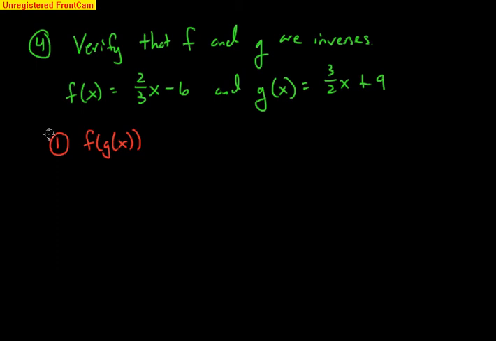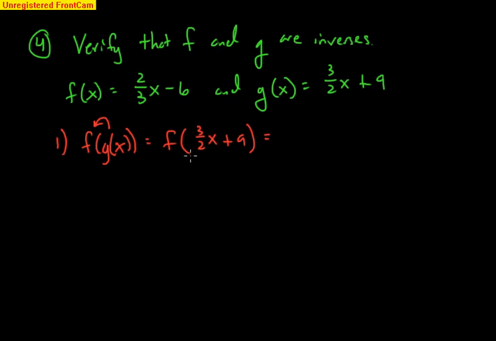Give me 1 second. I want to make this just there you go. f of g of x. This is the first thing we have to do. Well, it's inside out. f of, and our g is 3/2 x plus 9. So now I'm going to write down f of x, 2/3 x minus 6. And in that spot where I had the x, I'm going to put this 3/2 x plus 9. And now it's our job to simplify.